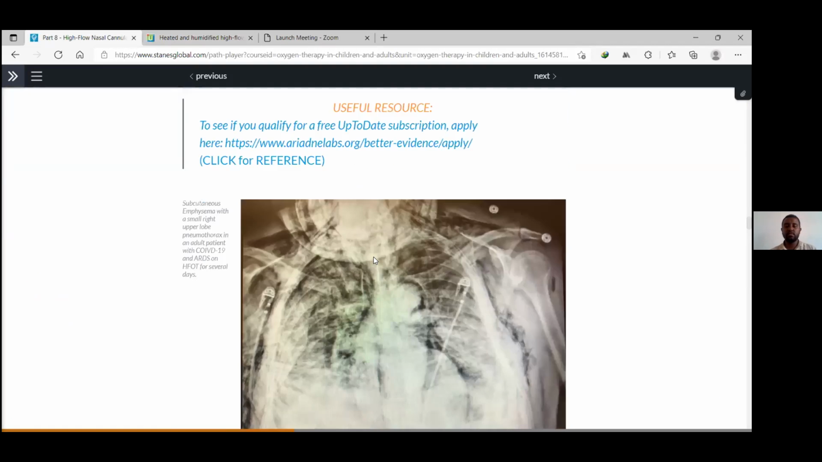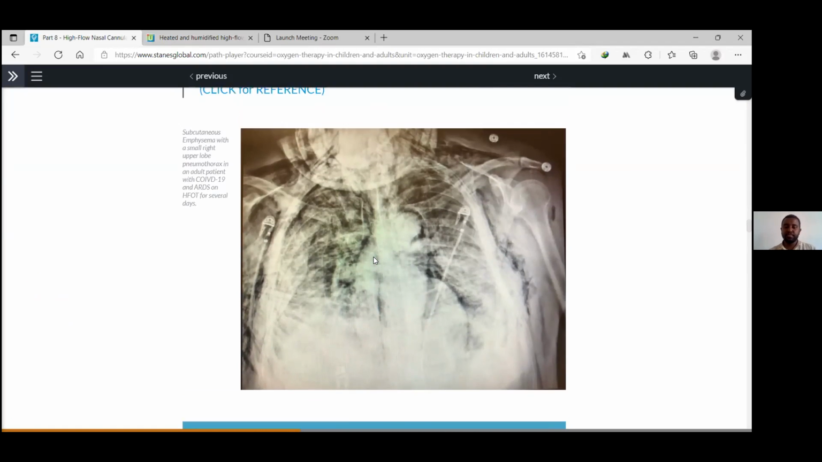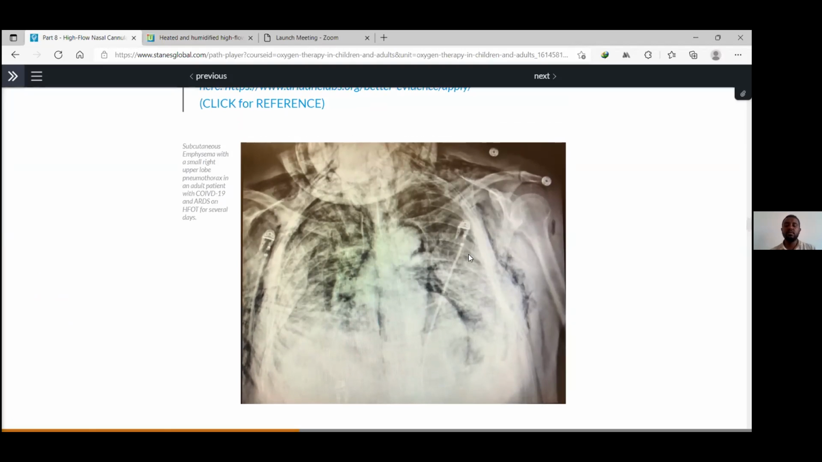cannula. As you can see from this image, this patient was on high flow nasal cannula with subcutaneous emphysema. We have a very small upper lung pneumothorax. So you have mentioned it very well, barotrauma is also a very rare complication of high flow nasal cannula. It can happen in patients like this one, with very bilateral opacity with most.